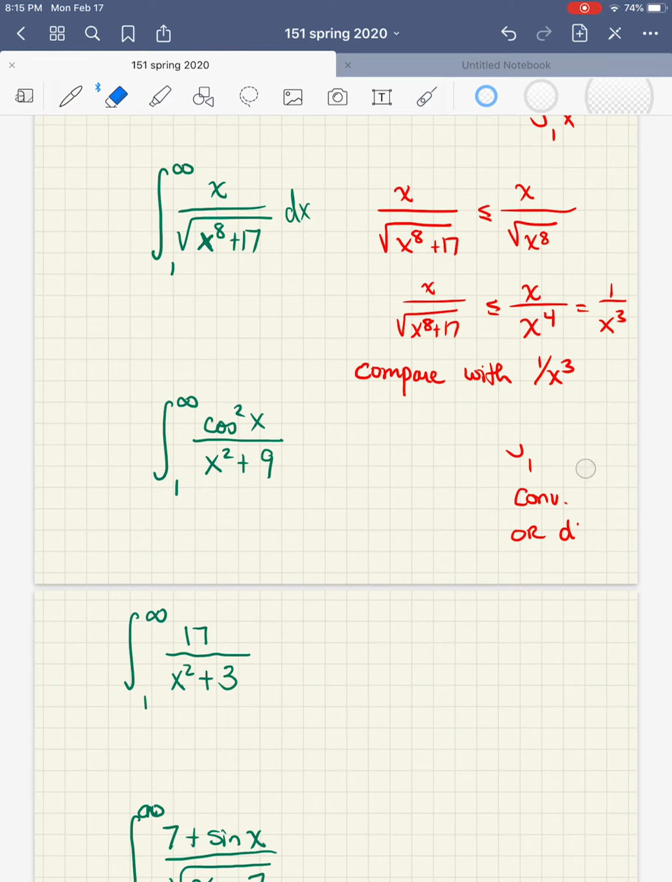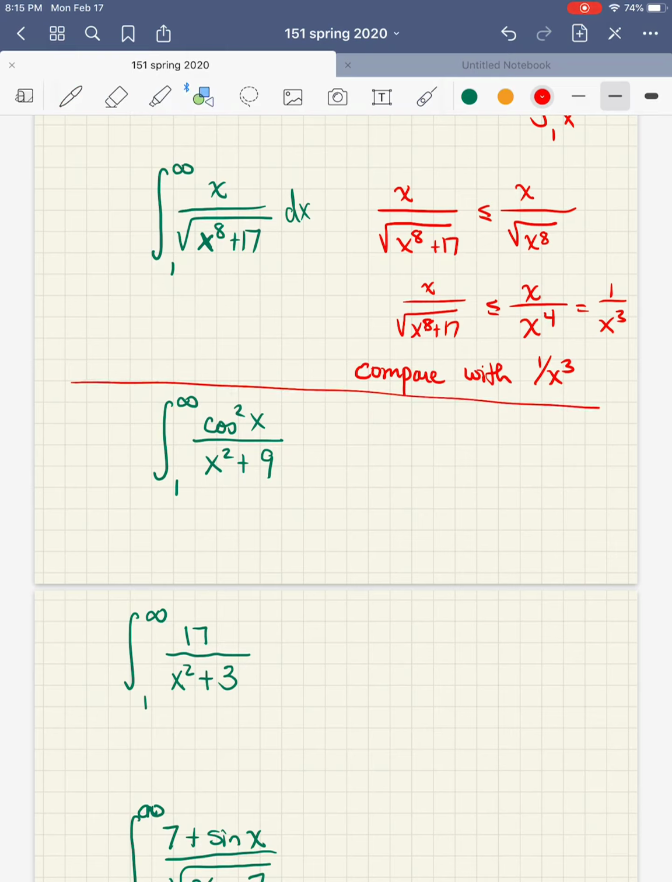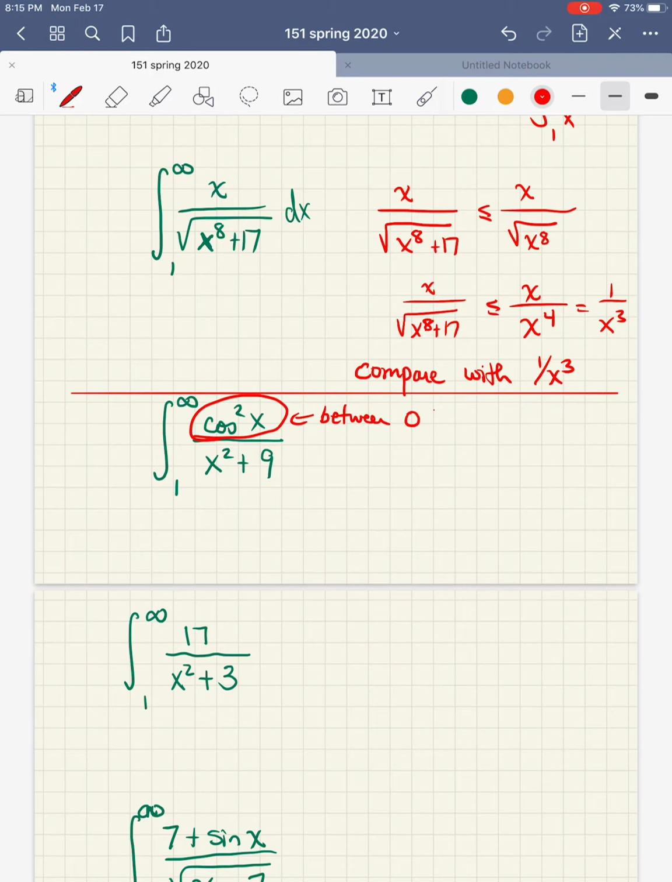So in our next problem, we have cosine squared over x squared plus 9. And I look at this cosine squared, and I say, well, this has to be between 0 and 1, basically. I've drawn that little thing there, because if I take cosine, it can be between 1 and negative 1. But when I square it, it has to become positive. So it's bounded between 0 and 1.